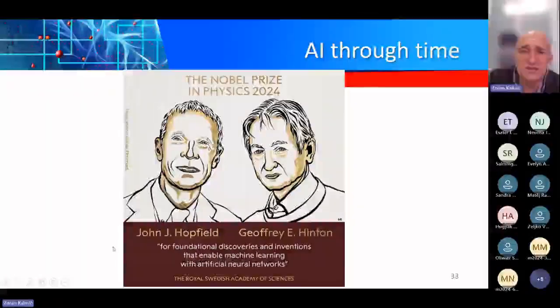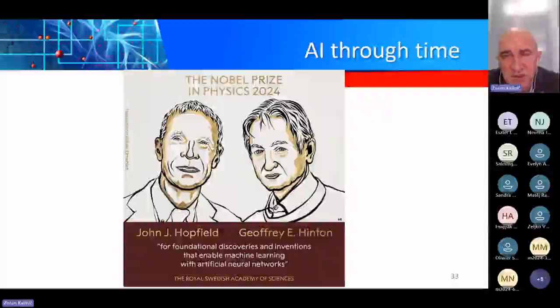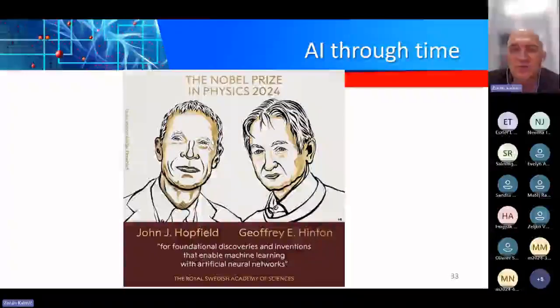And no wonder that this year, the Nobel Prize in Physics was received by two scientists, John Hopfield and Geoffrey Hinton. Both of them are pioneers in machine learning and in the development of artificial neural networks. So that was a great day for artificial intelligence, when two famous scientists received a Nobel Prize.